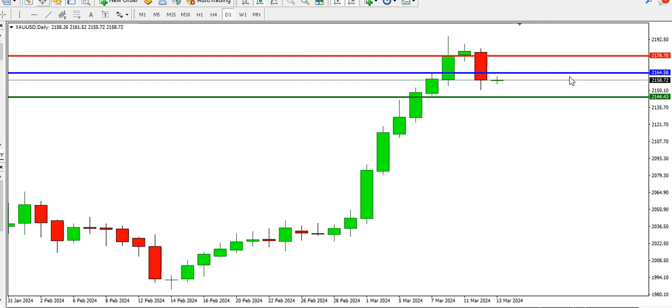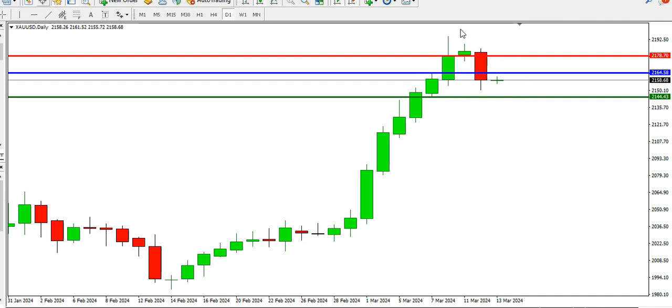Now the pivot line is at 2164. Then we have the first resistance line at 2178, while we have the first support line at 2144. So I will expect price to either get to 2178 or 2144 in the near time.